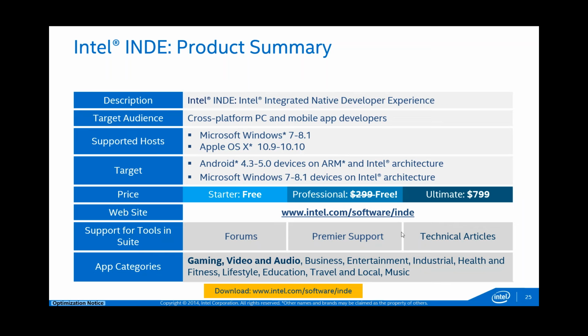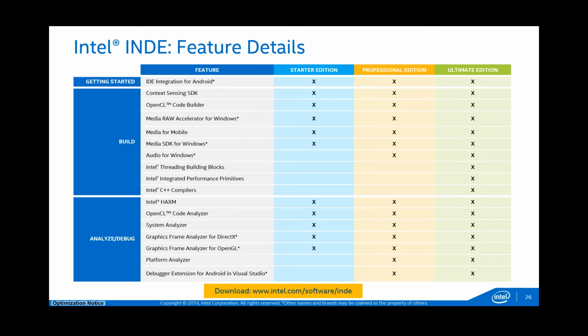So we have the next slide. This is a slide speaking about the various editions and the various features that we have. As I said, the starter and the professional editions are free. And if you are developing your applications natively using C++ compilers, IPP and TBB, then you have to go to the ultimate edition, right? Apart from that, I think everything else is part of the professional edition also.